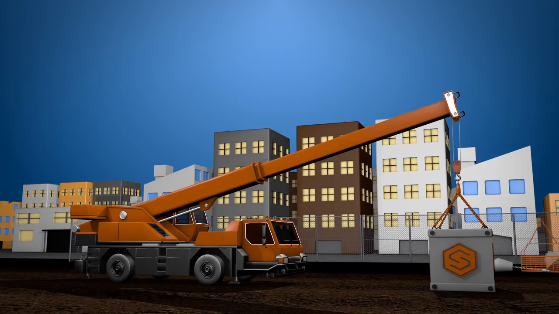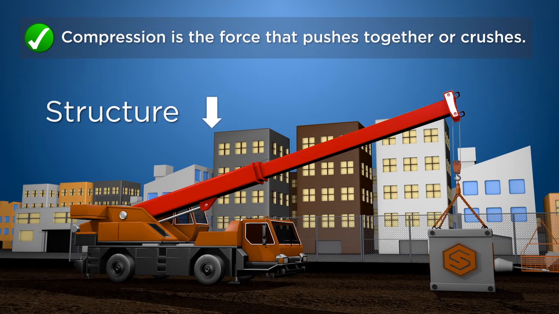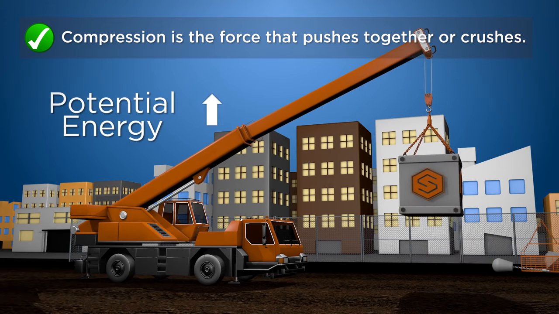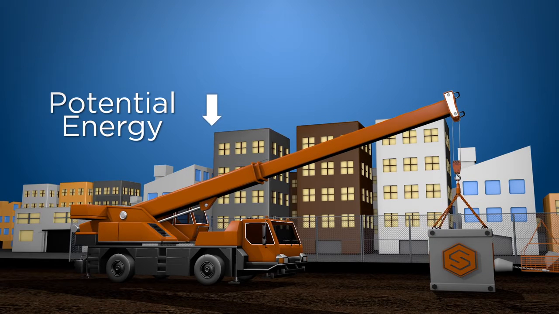A crane lifts a load by distributing the weight of the load along the structure. This redistribution of the weight is called a compression load. As the load is applied to the structure, the potential energy of the boom increases. As the crane lowers a load, the potential energy is slowly released as the load is landed.